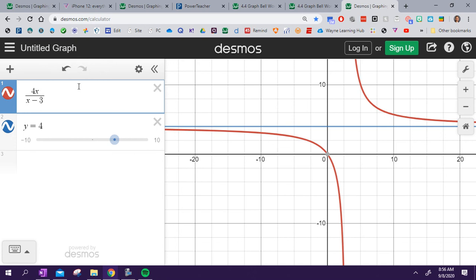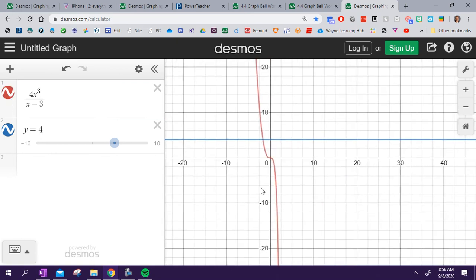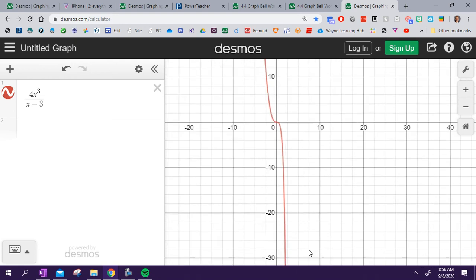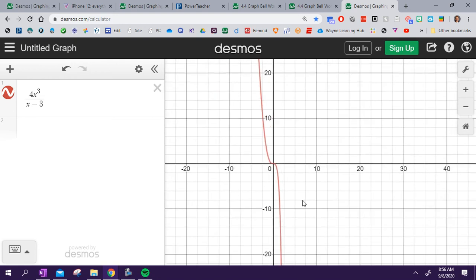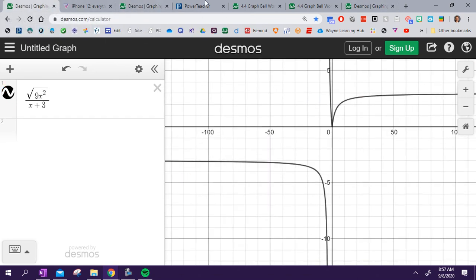What about this one? That line right there. Does that thing have a horizontal asymptote? No, because as I go to the right, it goes right down. As I go to the left, it goes straight up. There is no horizontal asymptote on that thing. Okay, there's a difference there. Okay, this one's a little bit strange.